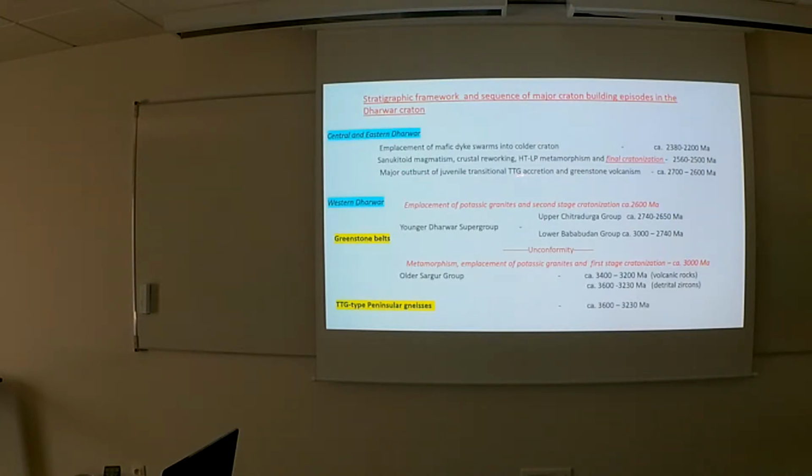Major outburst of juvenile transitional TTG and the greenstone volcanism at 2700, 2600. Then the Sanukitoid magmatism, crustal reworking, high temperature, low pressure metamorphism, and final cratonization during 2560 to 2500. And the final event, this is Proterozoic: these are the mafic dikes which were emplaced into the already cooled, cratonized Archean crust. That is the last event. After that, this craton is nearly inert, with no major tectonothermal event in the craton.